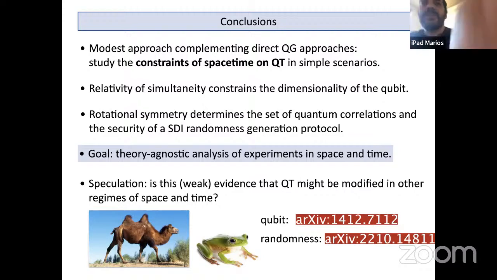So maybe to get the discussion going, let me admit my complete ignorance. Markus, I didn't understand how you show these things. It seems really very interesting though. So maybe could you summarize what's the technique for saying that having the relativity of simultaneity constrains the dimensionality of the qubit? I remember the slide, but I didn't really understand the argument.